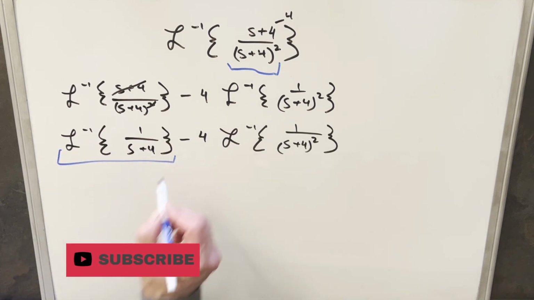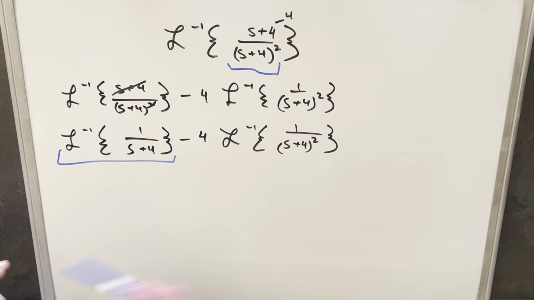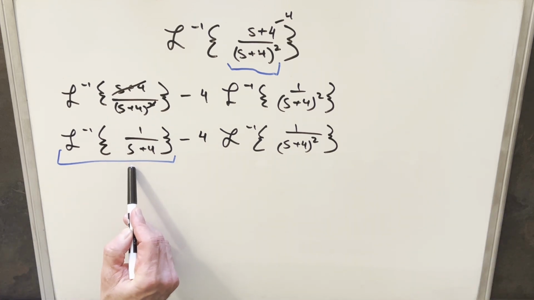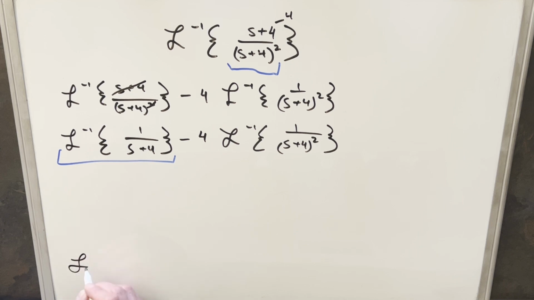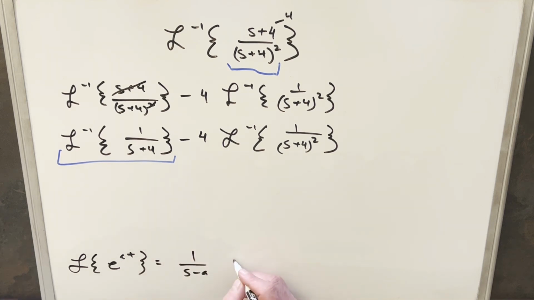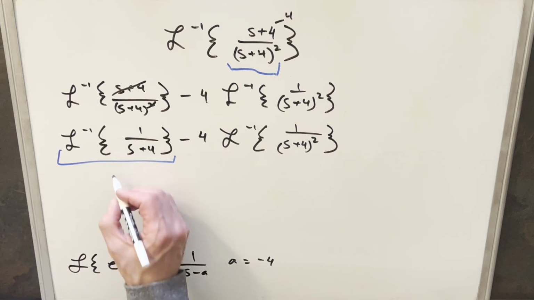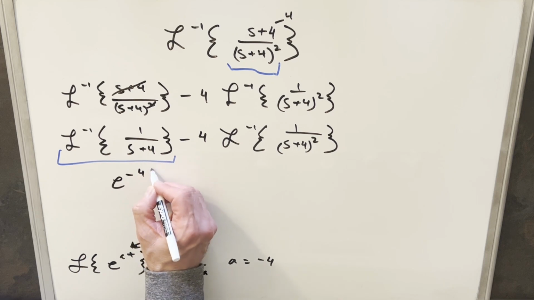Now for this one here, I think we're all set, because this is just our formula for the Laplace transform of e to the at. So let's look at that formula really quick. If we have the Laplace of e to the at, this is going to be just 1 over s minus a. So in this formula, if we have a equal to minus 4, minus times minus 4 gives us our s plus 4. So for the inverse, just reversing this and taking our f of t and plugging in the a, this first piece is going to be e to the minus 4t.